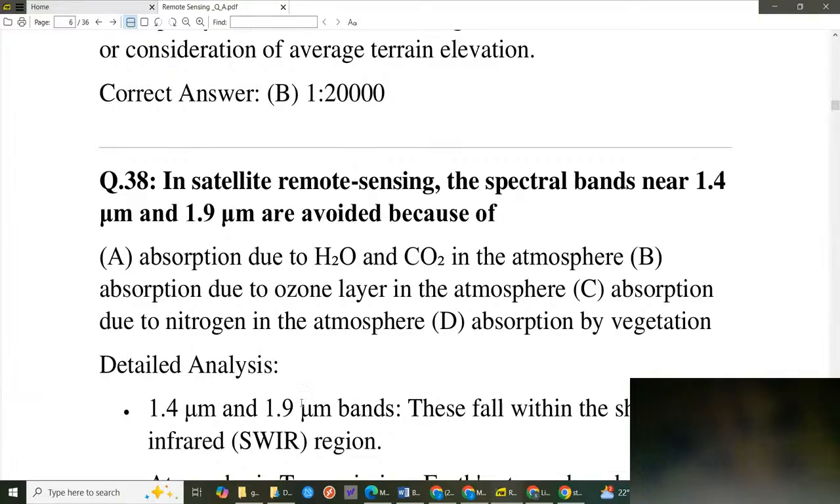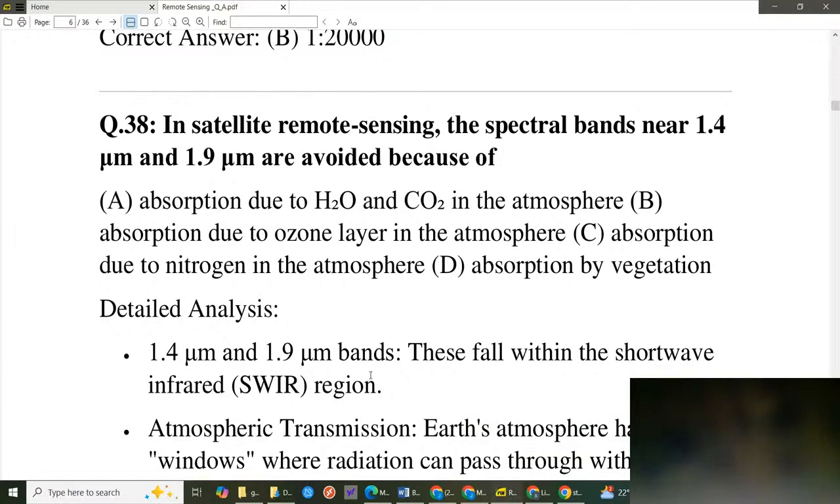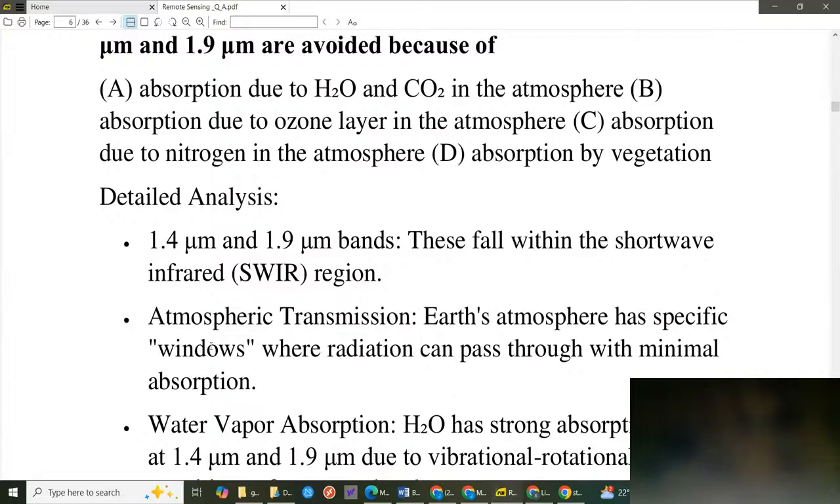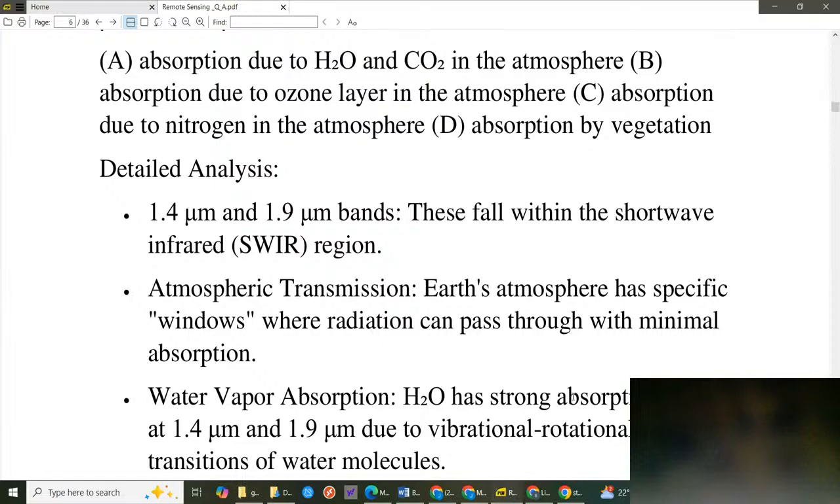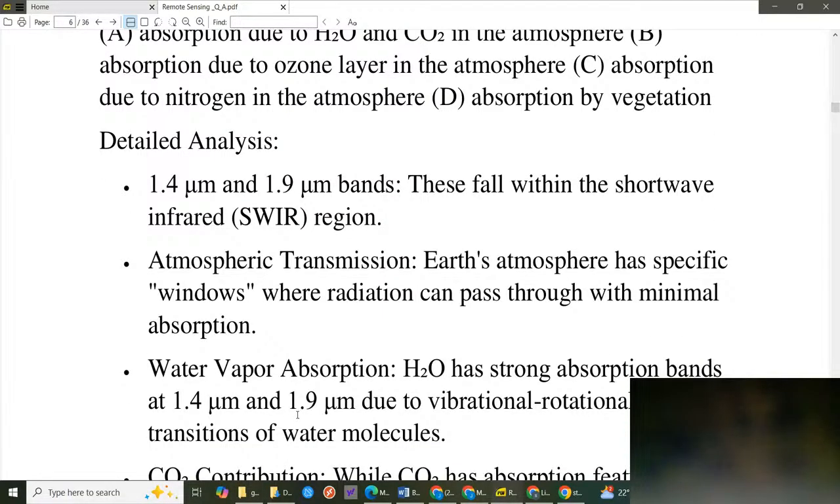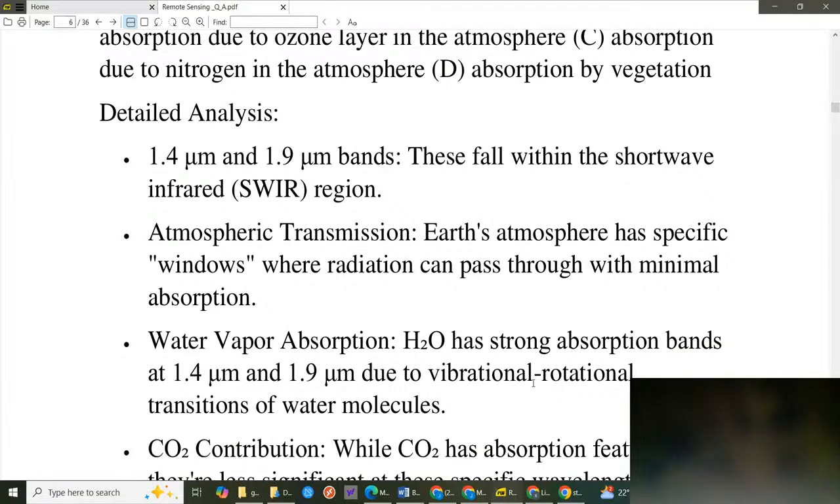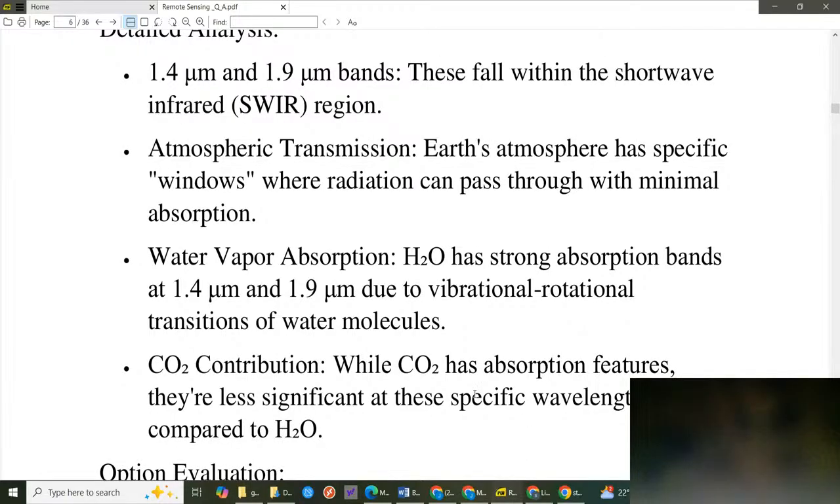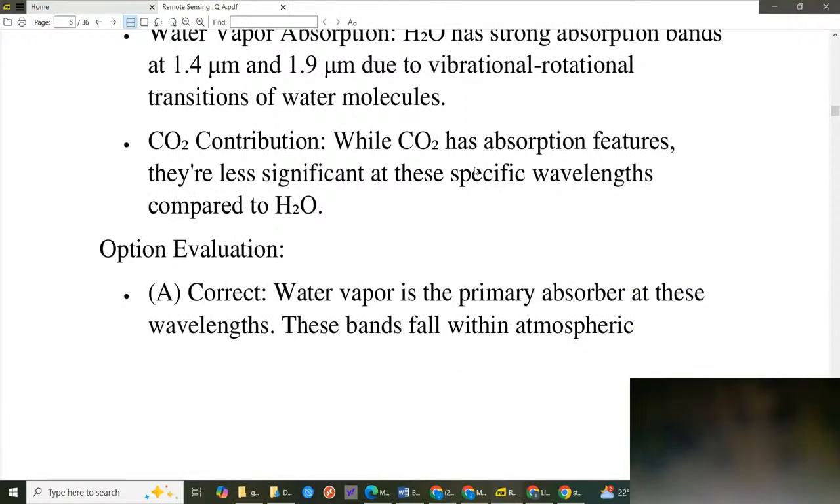So, detailed analysis: the 1.4 micrometer and 1.9 micrometer bands fall within the shortwave infrared region. Atmospheric transmission: Earth's atmosphere has specific windows where radiation can pass through with minimal absorption. Water vapor absorption: H2O has a strong absorption band at 1.4 and 1.9 micrometer due to vibrational-rotational transitions of water molecules. CO2 contribution: while CO2 has absorption features, they are less significant at these specific wavelengths compared to H2O. So in the option evaluation, A is the correct one.